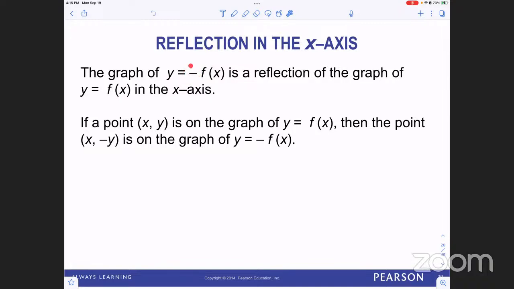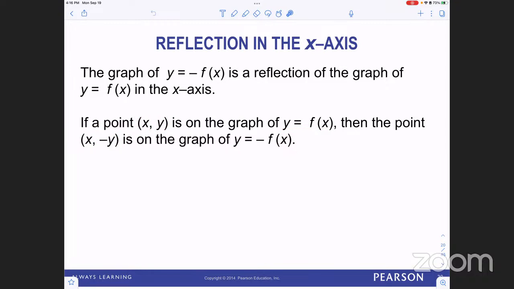It still follows what we said before, where outside manipulations cause a vertical change and it flips it top to bottom. If a point x comma y is on the graph of our basic function, then the point x comma negative y is on the graph of y equals negative f of x. Because again, it's like our y's are going from positive y to negative y.